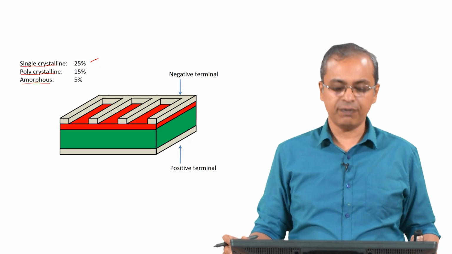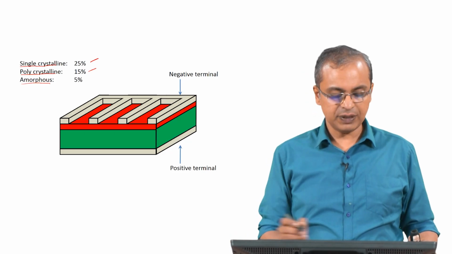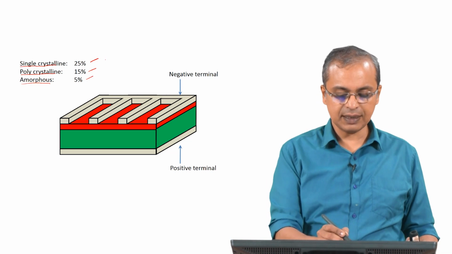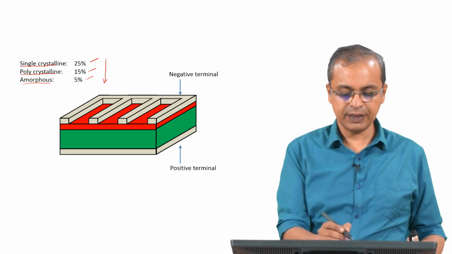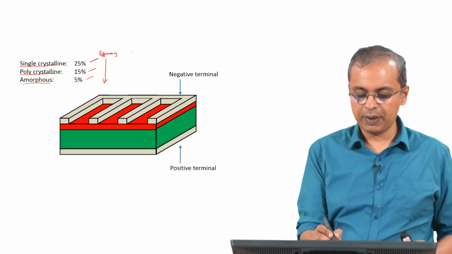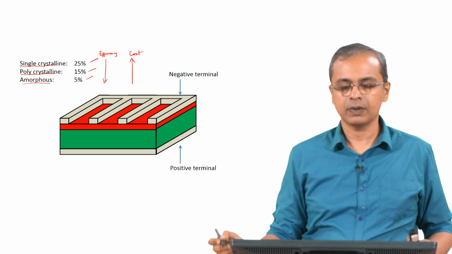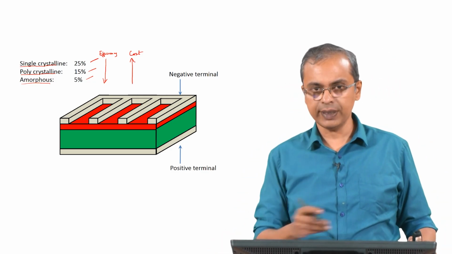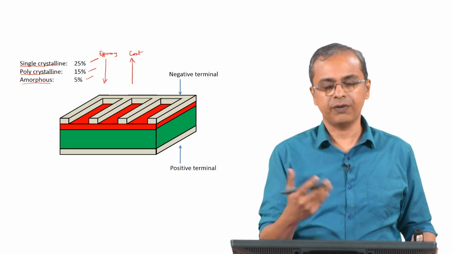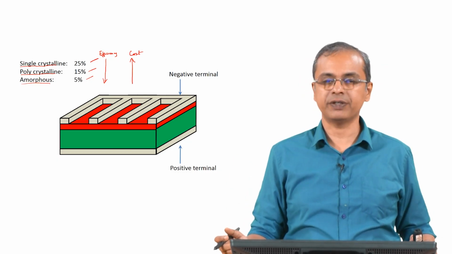If it is a polycrystalline material, we are looking at a value of around 15% as the efficiency, and if it is an amorphous material, you are looking at 5% efficiency. So efficiency is coming down this way, but cost is the other way. Cost goes up. Okay, so that is the trade off. You want more efficiency, you pay more because you have to create a single crystal. If you do not care much for efficiency, you pay less, and then you get a less efficient system.